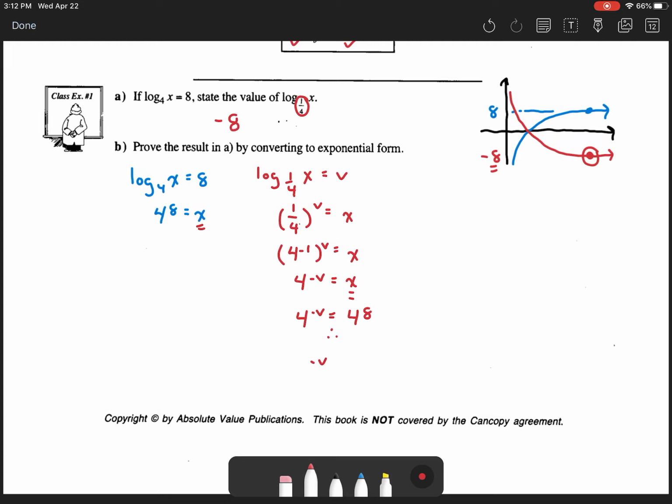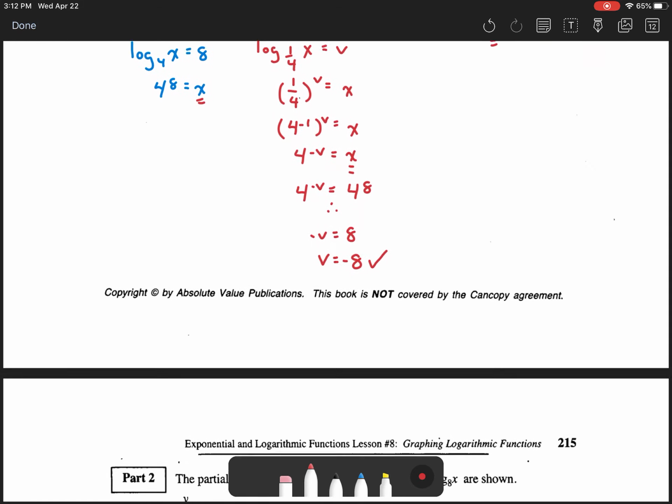Well, what do you know? That x actually equals 4 to the exponent of 8, doesn't it? And I got that from the first equation. So now that I have powers with the same base, I can say therefore negative v is equal to 8. So therefore v is equal to negative 8. And that's what we decided it would equal when I took a look at it graphically in part A as well. So hopefully those calculations make sense.